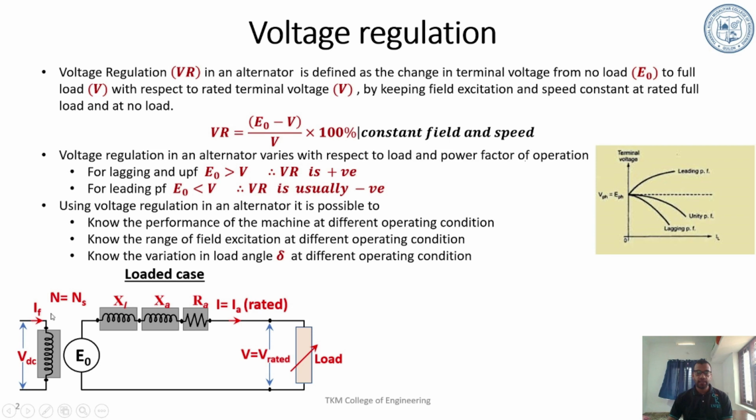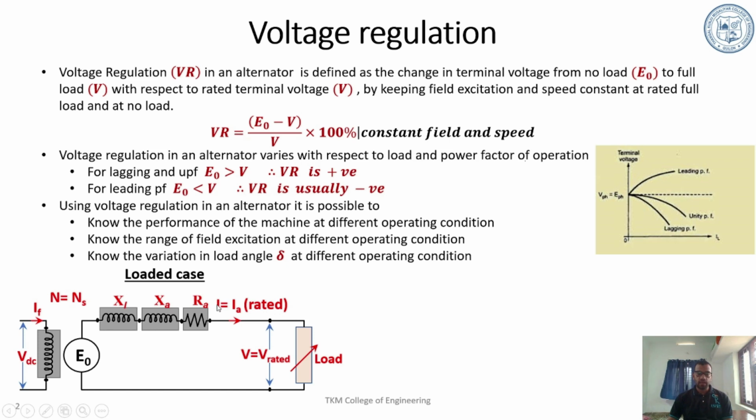After maintaining rated conditions on the machine, that is, speed equal to synchronous speed, adjust the field excitation so as to generate rated voltage, and by adjusting load, deliver the rated armature current. All these conditions we need to keep: speed is synchronous speed, voltage is rated voltage, and armature current is rated armature current. We need to measure this voltage with the help of a voltmeter or multimeter. After that, we need to suddenly turn off the load switch. The machine becomes the no load case.